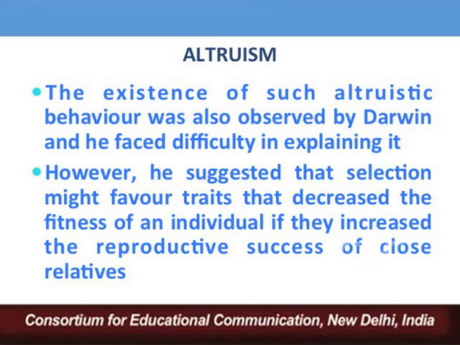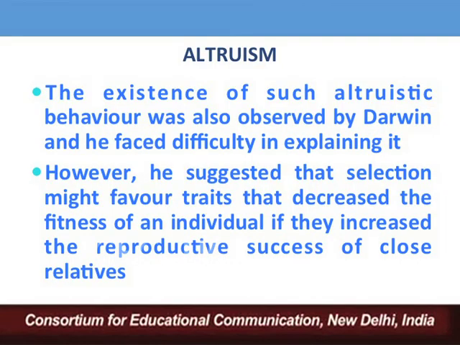So the existence of this type of behavior has been observed, I must say, by the time of Darwin. It was observed by Darwin himself, and when he observed this behavior, he had a difficulty in explaining this particular type of behavior. Why so? Because his concept of natural selection was the survival of the fittest, wherein the fitness basically talks of reproductive success. So when Darwin saw that there are certain individuals who are ready to sacrifice their reproductive success, there was something amiss here.